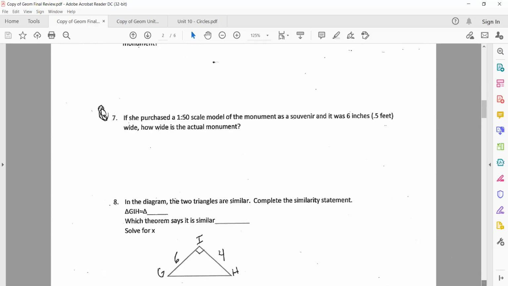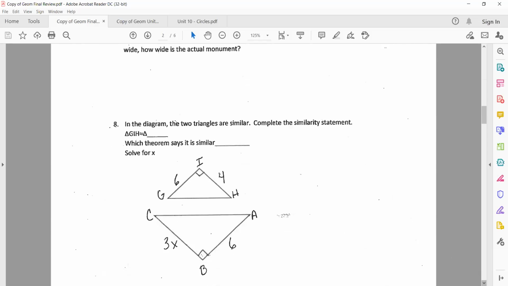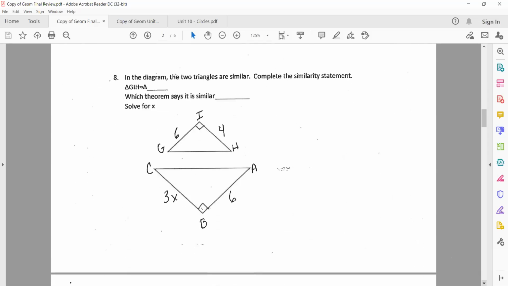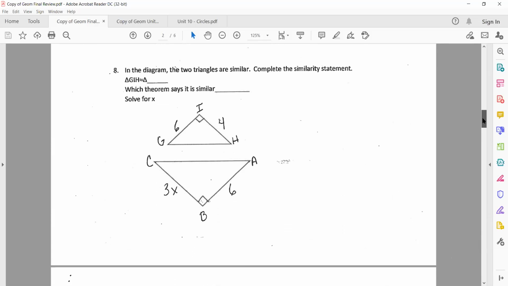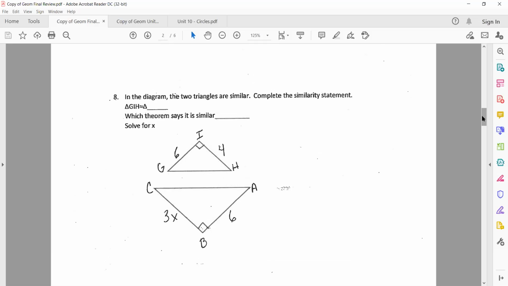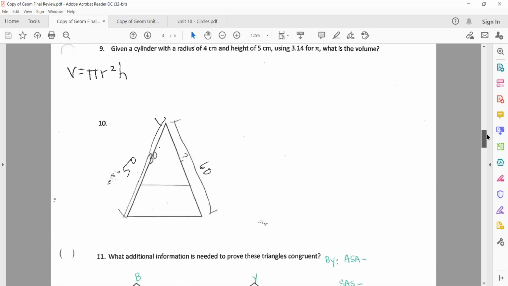Got some scale problems here. Got some similarity stuff. Remember, similarity is not the same as congruence. We're going to have the same shapes, but different sizes, and we have to deal with a scale factor. And normally we do that using proportions, right? And we can use these similarity statements. That gives us the corresponding sides.